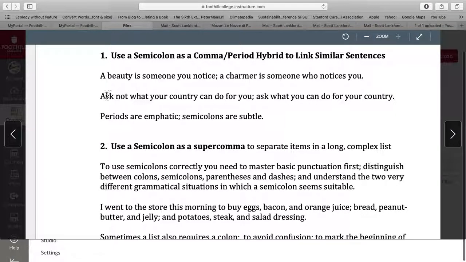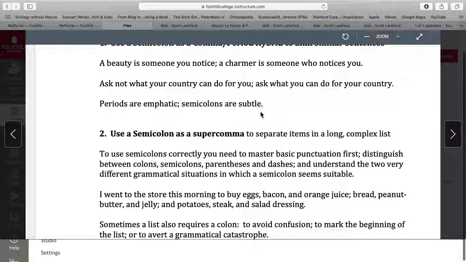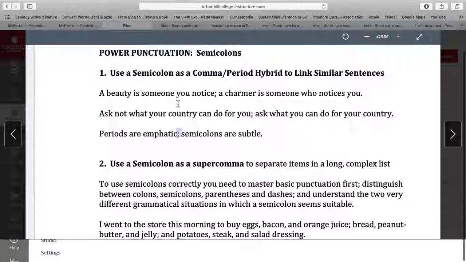Here's a second very famous phrase from American politics, John F. Kennedy. Ask not what your country can do for you; ask what you can do for your country. And again, of course, President Kennedy could have just put a period there, but he wants to emphasize, and does emphasize, this incredible interrelatedness between the two ideas. He does that by saying ask not, ask what, but he also does it by using the semicolon. Same thing here. I wrote this sentence for you. Periods are emphatic; semicolons are subtle. And I do think that captures some of the subtlety and beauty of semicolons.